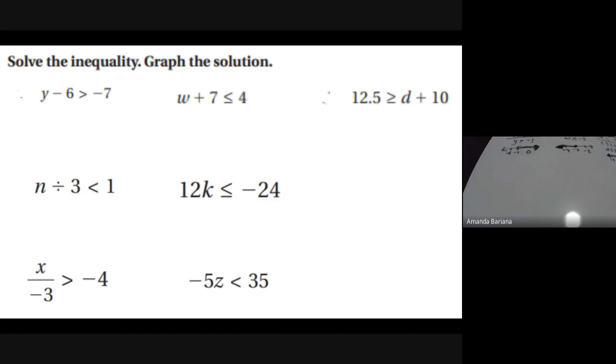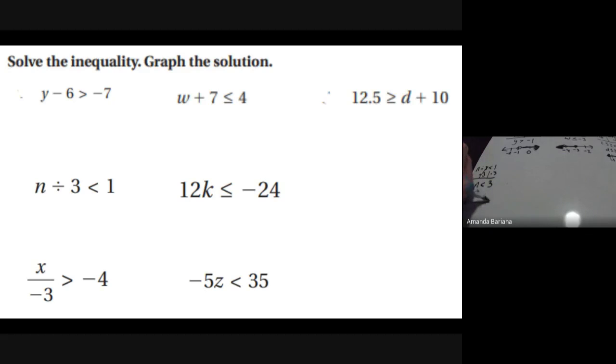So multiplying and dividing are very similar to adding and subtracting. When we do things like these first 2 problems that we're going to look at, n divided by 3 is less than 1 and 12k less than or equal to negative 24, it's going to work the same way as adding and subtracting, meaning that I perform these operations just like I would an equation. N divided by 3 is less than 1. The opposite of dividing would be multiplying by 3. So I now have n, these cancel, is less than 3.